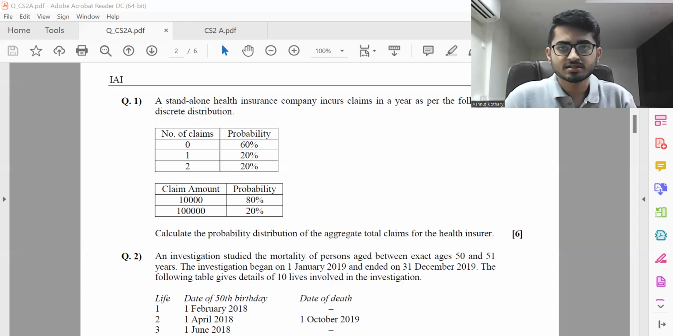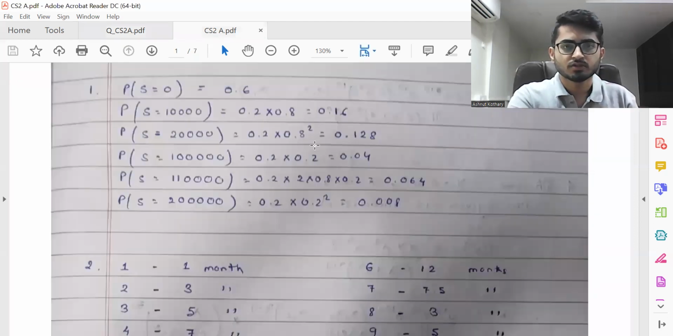The first question is a 6 marks, very direct question from risk model, where the number of claims can either take the values 0, 1, or 2, and claim amounts can take either the value 10,000 or 1 lakh. So there are going to be these cases. S can take the value 0, 10,000, 20,000, 1 lakh, 1 lakh 10,000, and 2 lakh. And the respective probabilities have been highlighted over here.